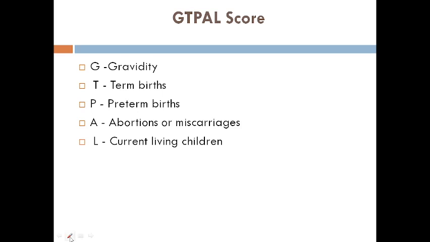Then what is the GTPL score? G means gravida, T term births, P preterm births, A abortions or miscarriages, L current living children. This is the GTPL score.